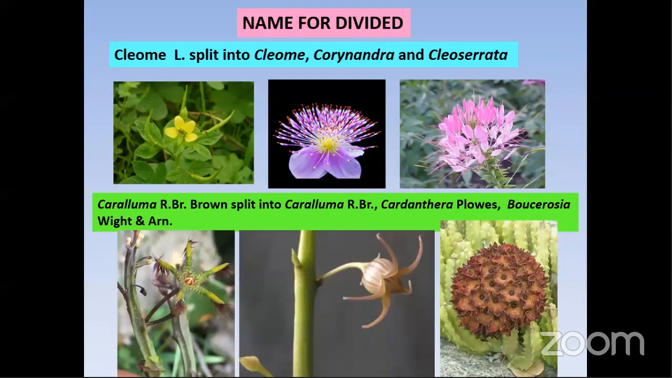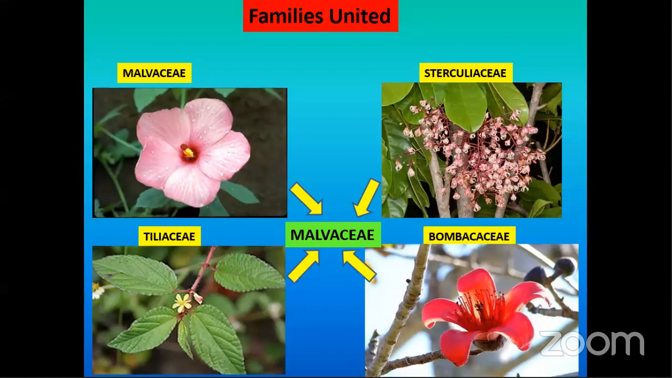Next one. So, names divided. Some names are divided. You can see Cleome. You can see the first row of plants. You can see these were all Cleome previously. Now the first yellow color group is Cleome, the second one is Cornandra, and the third one is Cleoserrata. All are divided based on the opinion of taxonomists, accepted by the taxonomists, so it has been divided. And next, Caralluma is exactly divided into 17 subgenera by Robert Blaus. So now Indian Caralluma is in three sections: Caralluma, the standard one, and next one Corandira, and like that, Blaus Rosea.